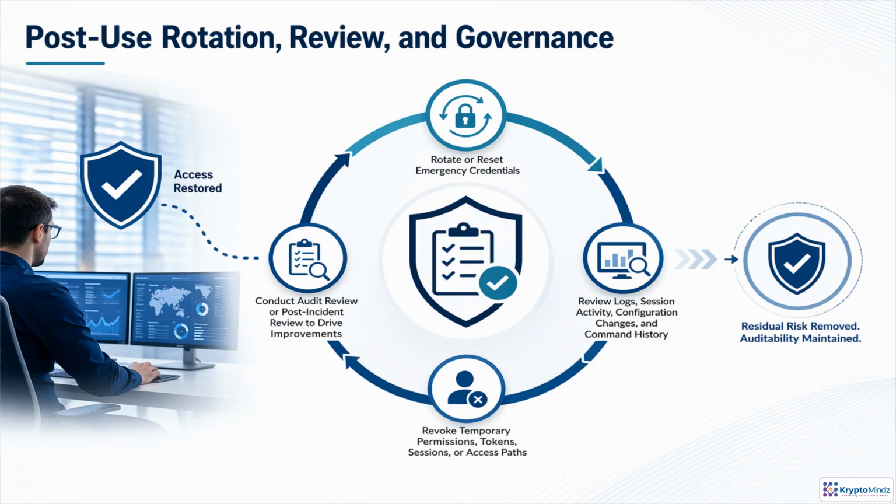After emergency access has done its job, the priority shifts from restoration to closure. Rotate or reset the emergency credential right away, so it cannot become a standing backdoor. Revoke any temporary permissions, tokens, sessions, or alternate access paths created during the response. Review logs, session recordings, configuration changes, and command history to confirm what happened. Finally, document findings through an audit or post-incident review and update the runbook. This closes residual risk and turns the emergency into a governance improvement.